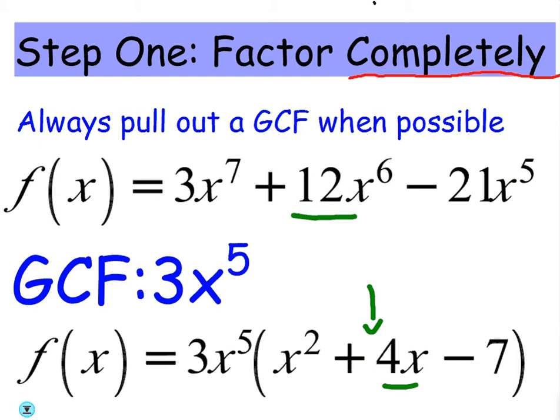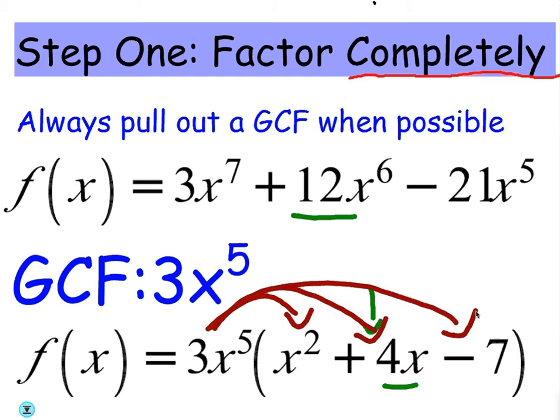A good way to check this is if you remultiply this out, you'll get this expression up here, which is why the final number is minus 7. Because if you take negative 7 and multiply 3x to the 5th, you get minus 21x to the 5th. So always pull out a GCF first.